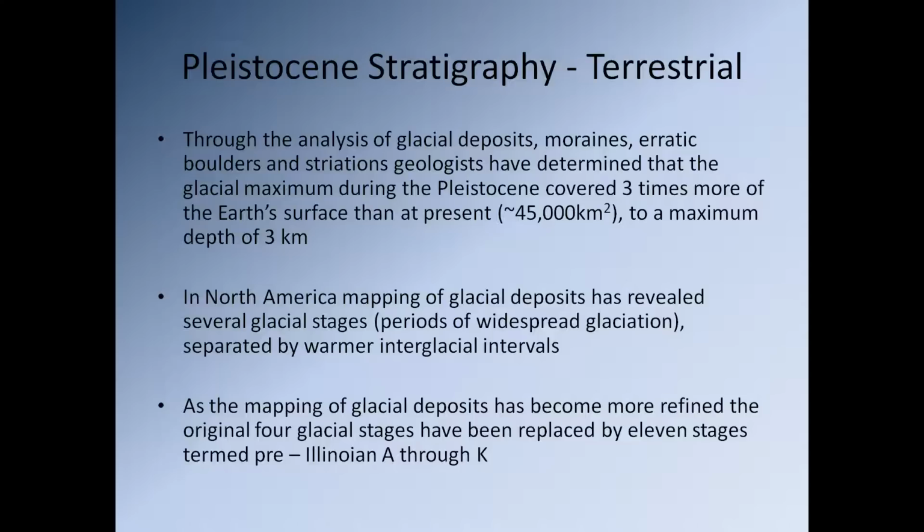And by looking at these moraines, the erratics and the striations, we've been able to determine that the glacial maximum during the Pleistocene covered 3 times more of the Earth's surface than at present. So approximately 45,000 square kilometers, give or take a bit.